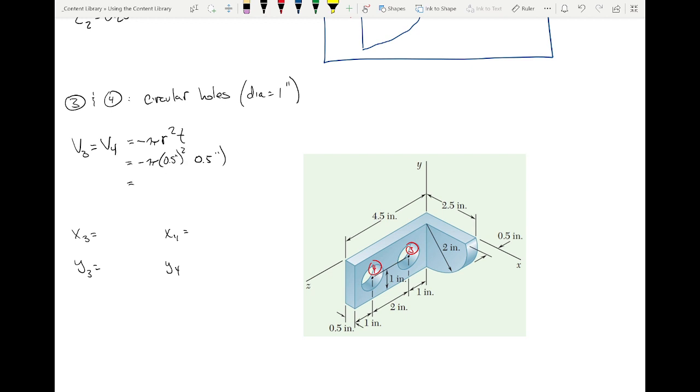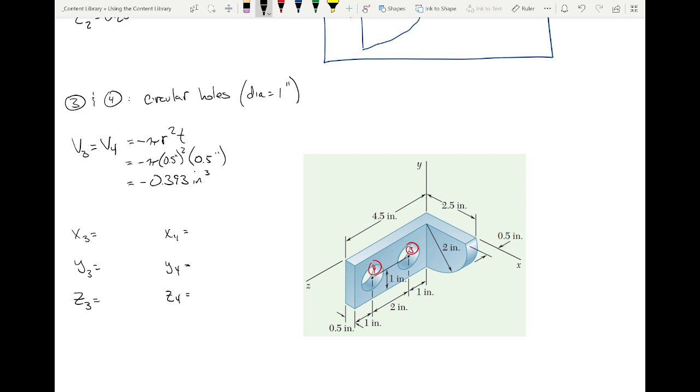This is wrong. What'd you get? Yeah, I wrote down the wrong one. This is supposed to be negative 0.393. Is that what you were asking? Yes. I'm sorry, you're exactly correct. Exactly right. Sorry about that. Yeah, if the diameter is 1 inch, the radius is a half inch.